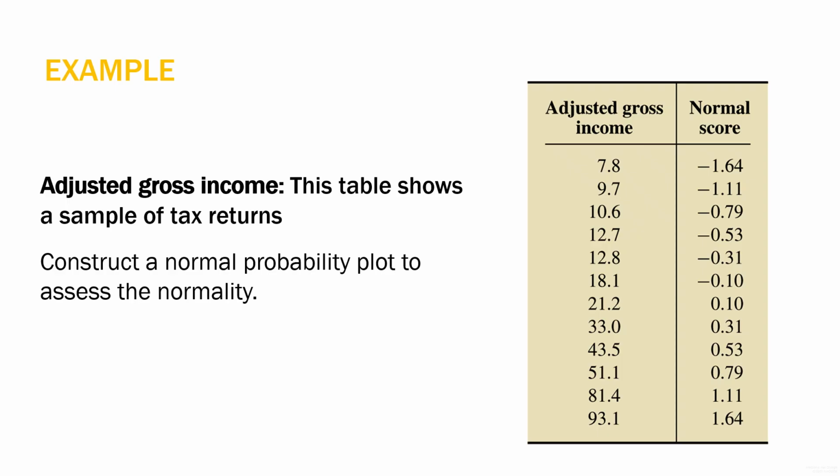I'll show you a quick little example of this. In this example, we've got adjusted gross income. This table shows a sample of tax returns, and it's saying to construct a normal probability plot to assess the normality of it. This is a simple random sample of just 12 returns, so that's a pretty small sample size. And when you look at a table like this, it's really hard to know what kind of distribution this is going to fall into. But of course, we can make our normal probability plot.